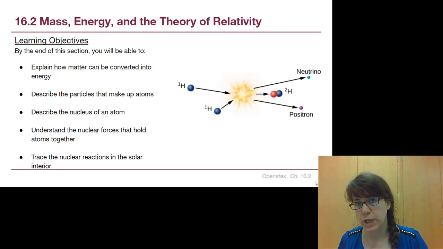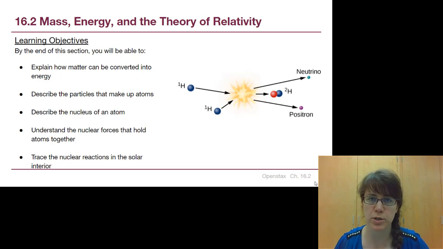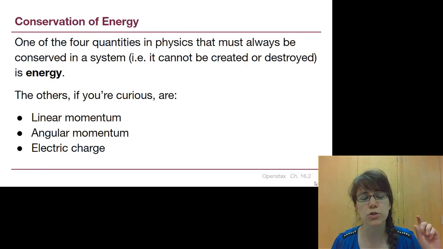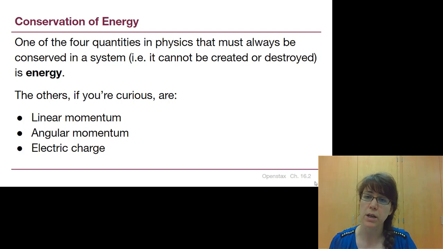The rest of this video is going to be on section 16.2 because this section is really important for laying the groundwork for how the sun is powered, and then we'll finish up chapter 16 in a different video. So in those two ideas from section 16.1, in both cases we had to have an energy source that we were converting, because one of the four quantities in physics that always has to be conserved is energy.